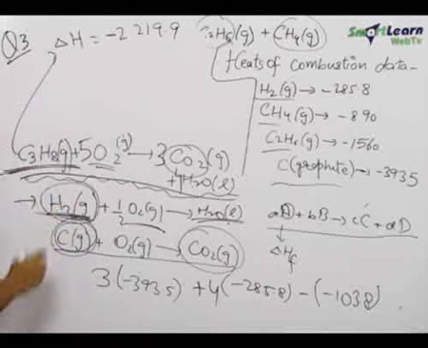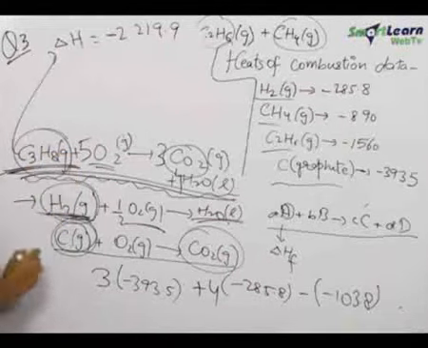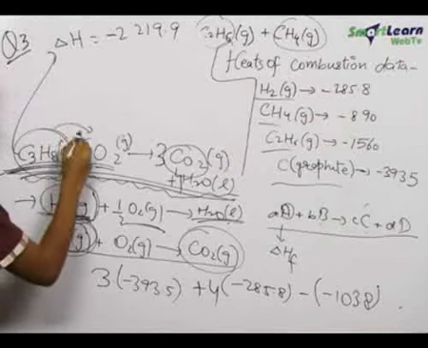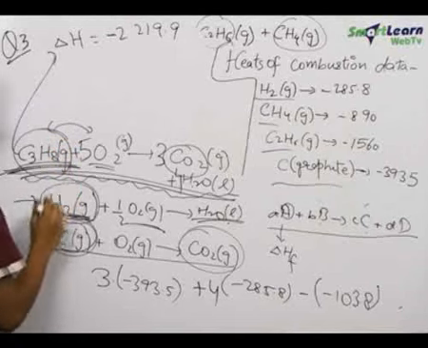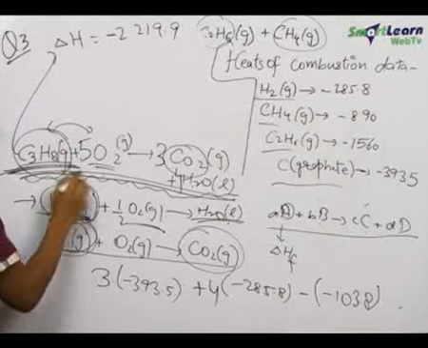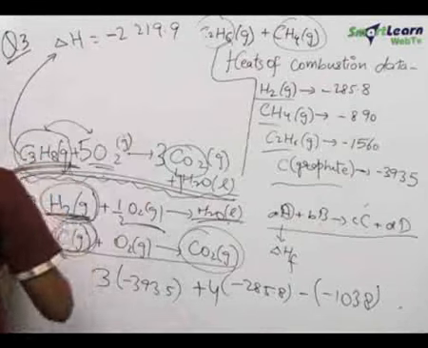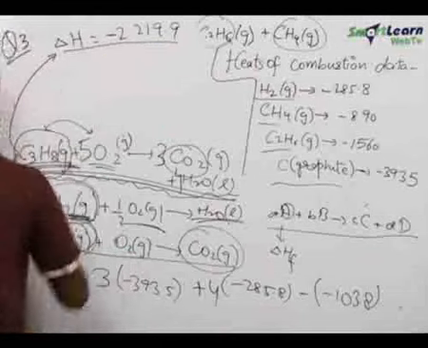But what we see is the enthalpy of this reaction is the same as the enthalpy of combustion of C3H8, because this reaction is the combustion reaction of C3H8. It is a reaction of C3H8 with oxygen, and this is a combustion reaction. Hence the enthalpy of this reaction is the same as the enthalpy of combustion of C3H8. Hence we get the heat of combustion of C3H8 as minus 2219.9 kilocalories per mole.